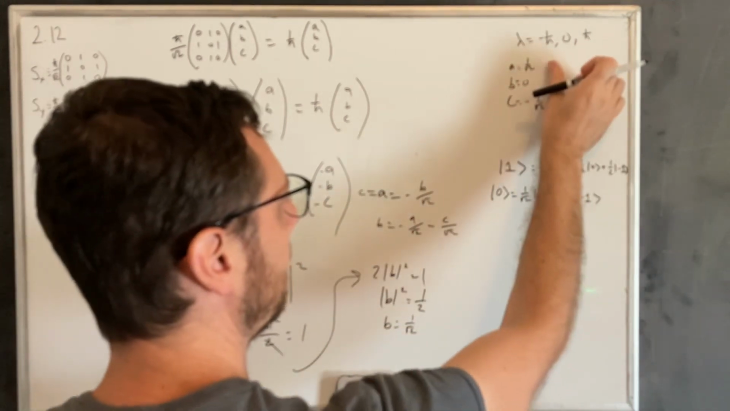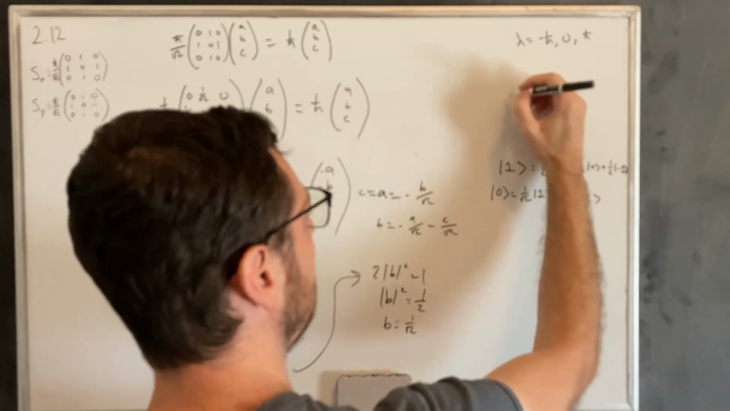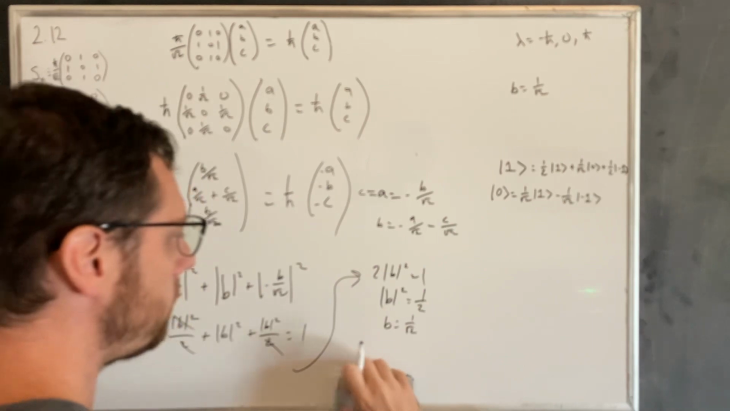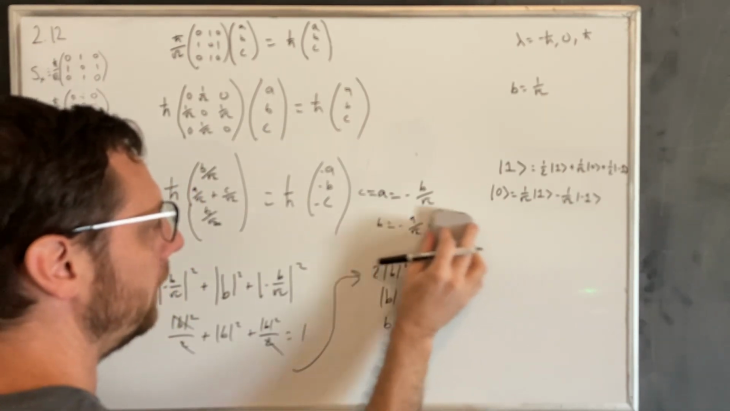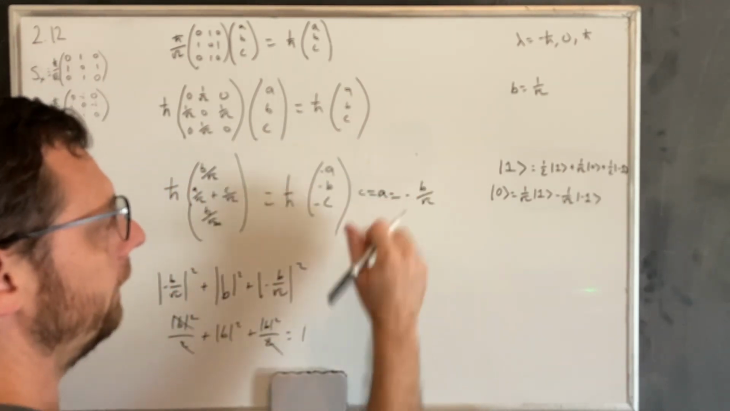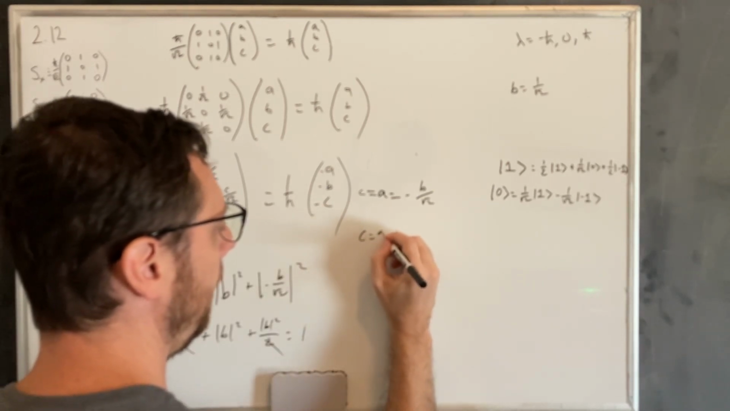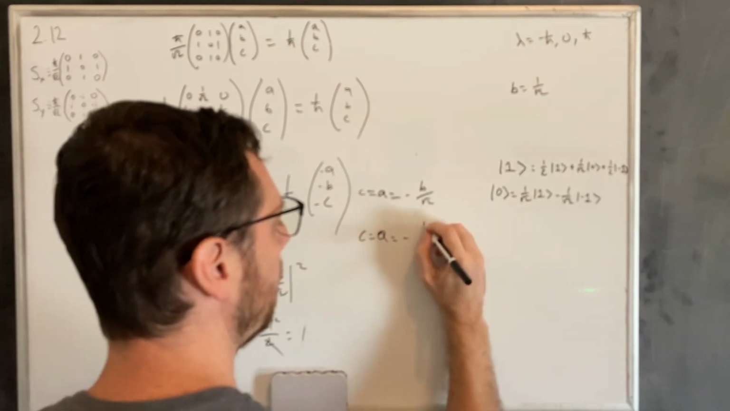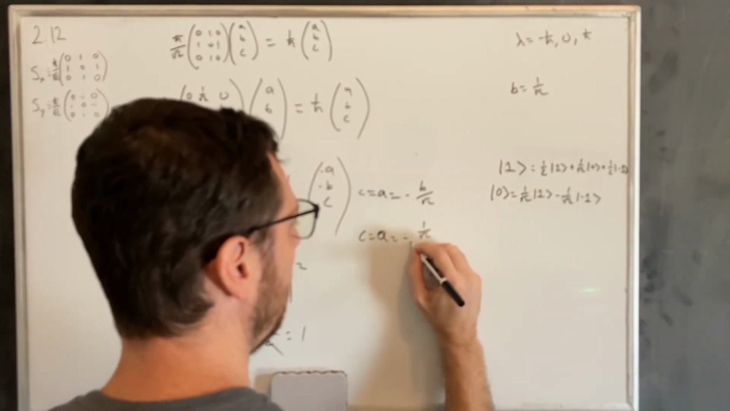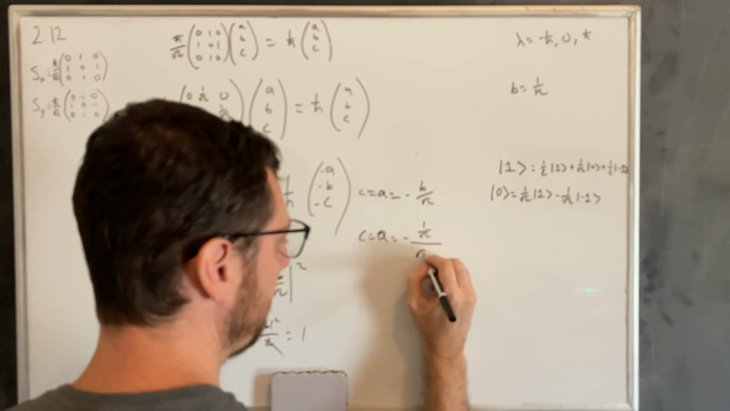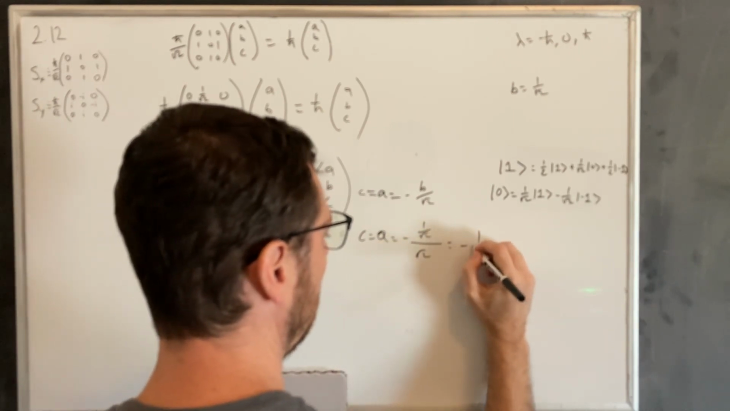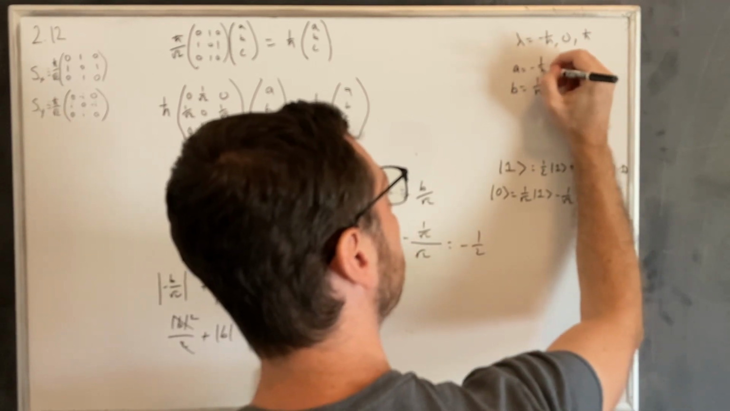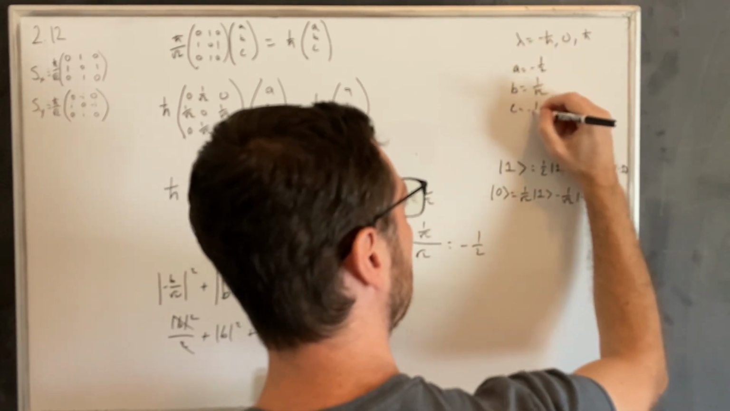All right, so b is equal to 1 over root 2. And again, just like the first time, we will plug that in here. So c is equal to a. A is equal to negative our b, which is 1 over root 2, and then over root 2 is equal to negative 1/2. All right, so a equals negative 1/2 and c equals negative 1/2.